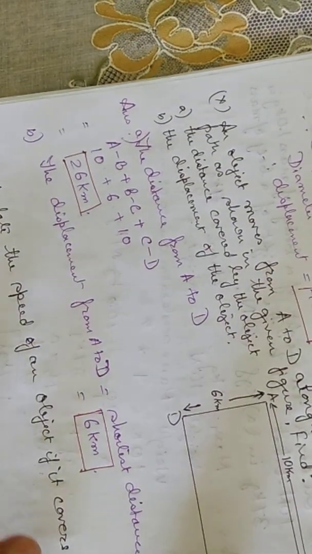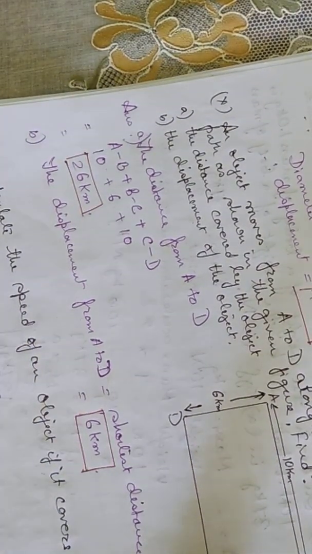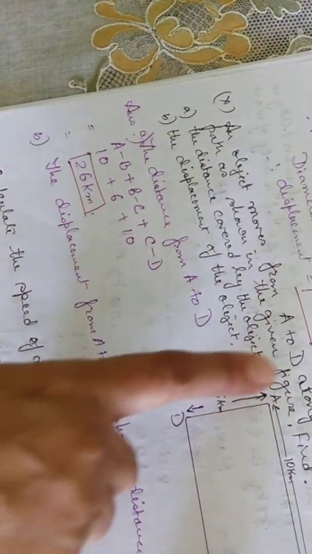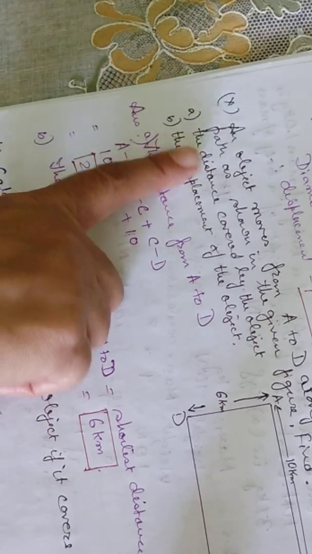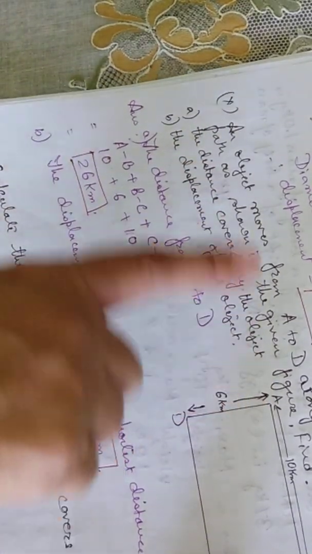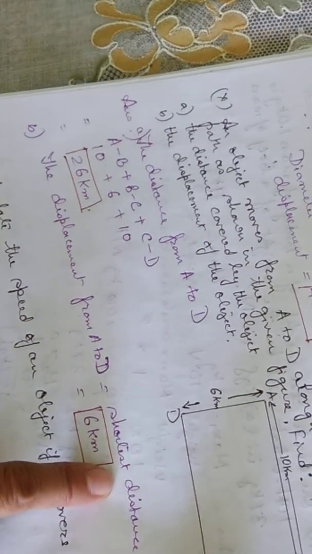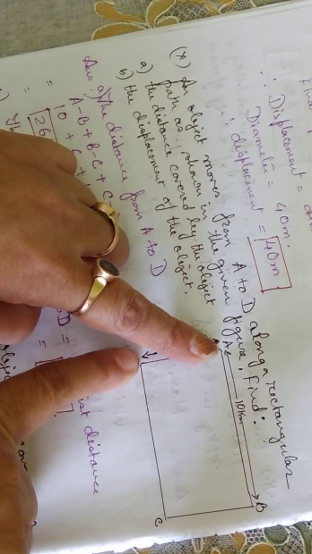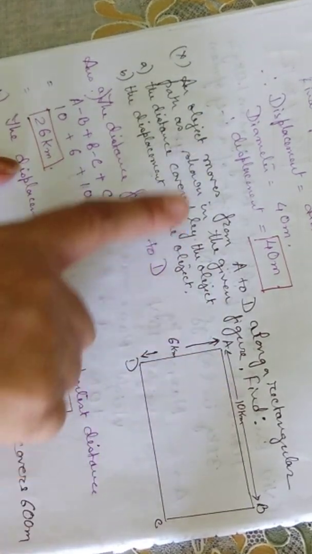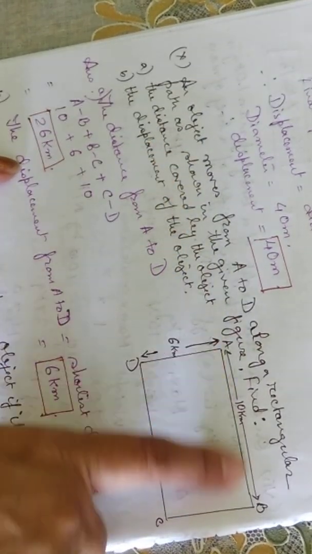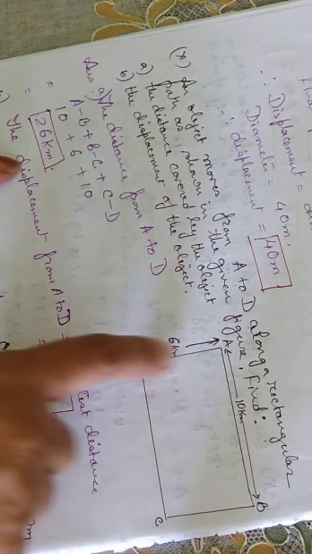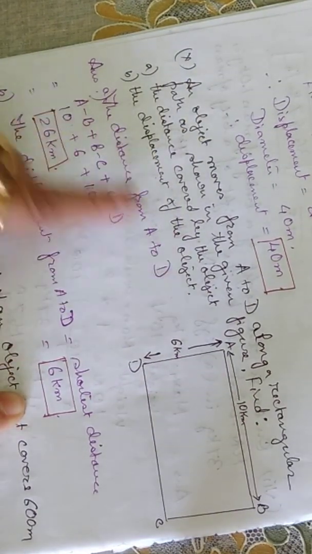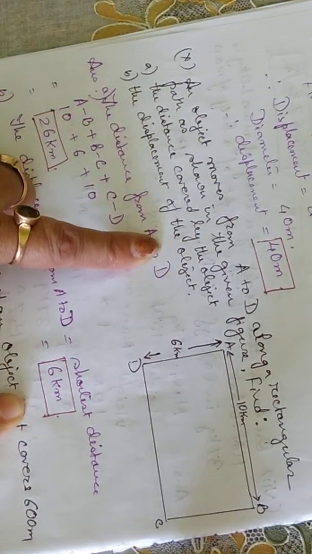Then an object moves from A to D. From A, if we form a rectangular path as shown in the given figure. If we make a rectangular figure, we will see that this is the A point and this is the D point. Okay. So the object is moving from A to B, B to C, C to D. So this way it is moving. So find the distance covered by the object and displacement of the object.